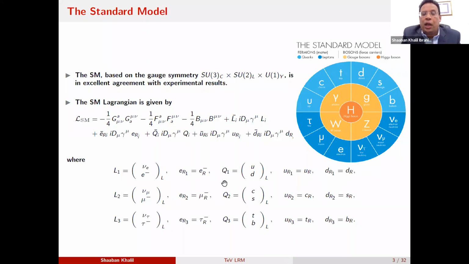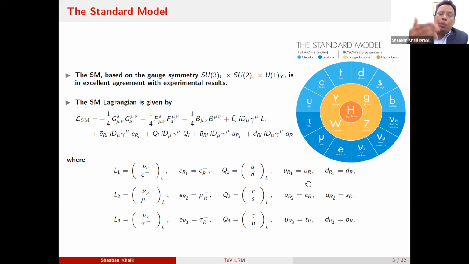different objects like Q1, Q2, Q3, L1, L2. And because we don't have right sector, the right components of the charged lepton, we don't have neutrino rights in the standard model. We have only charged lepton right and the quark right. And in fact, this was the most interesting mistake that happened while building the standard model.